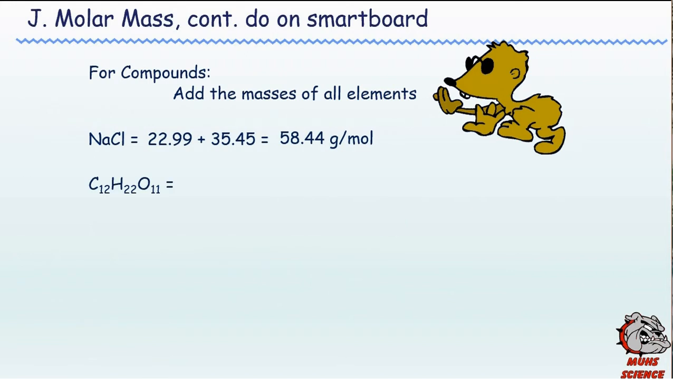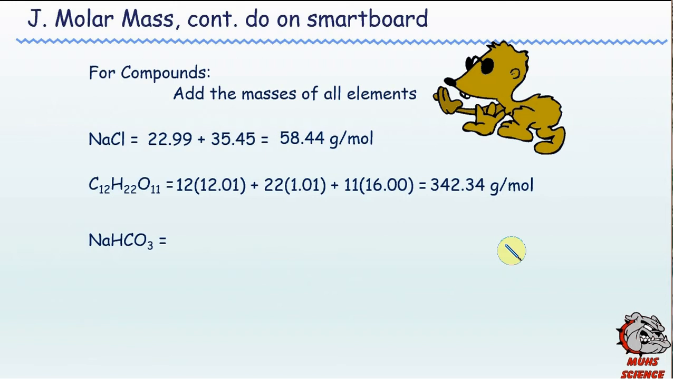Sucrose, common ordinary table sugar, C12H22O11. 12 carbons, 22 hydrogens, 11 oxygens. So you have 12 carbons times the mass of carbon, plus 22 hydrogens times the mass of hydrogen, plus 11 oxygens times the mass of oxygen. Again, all these numbers are from the periodic table, and the numbers out in front here are just the subscripts on the formula. So the molar mass of sucrose, to have 1 mole of sucrose, you would have to have 342 grams.